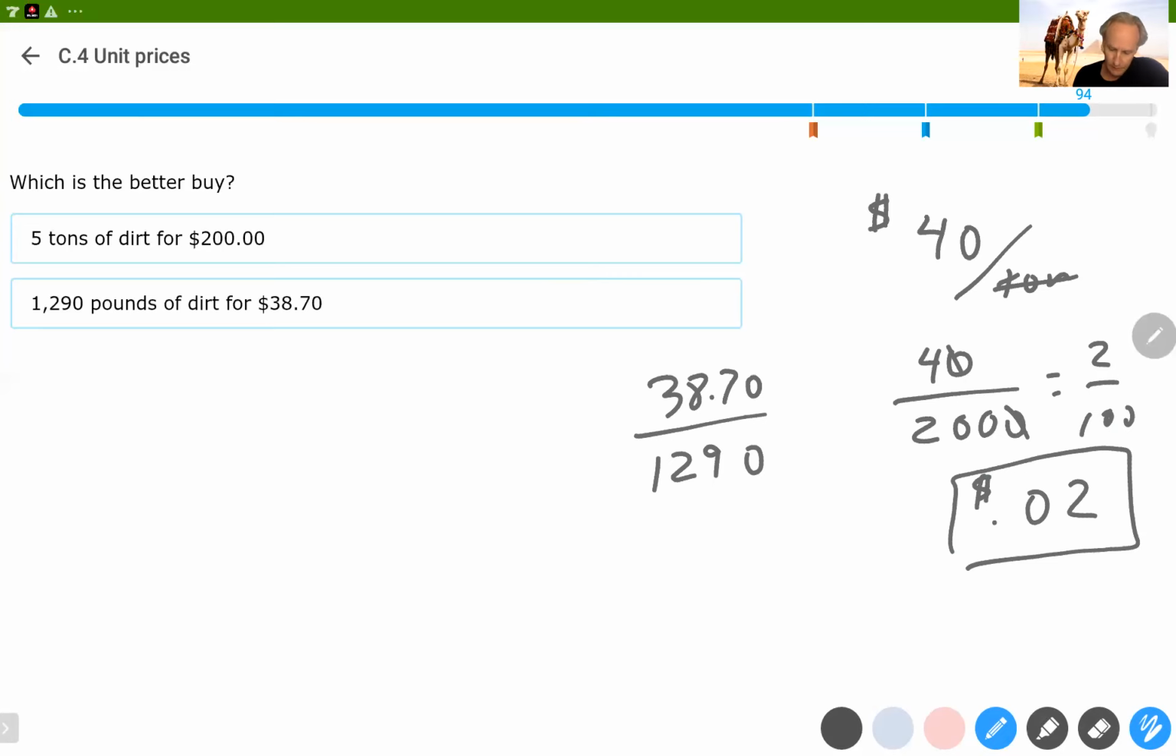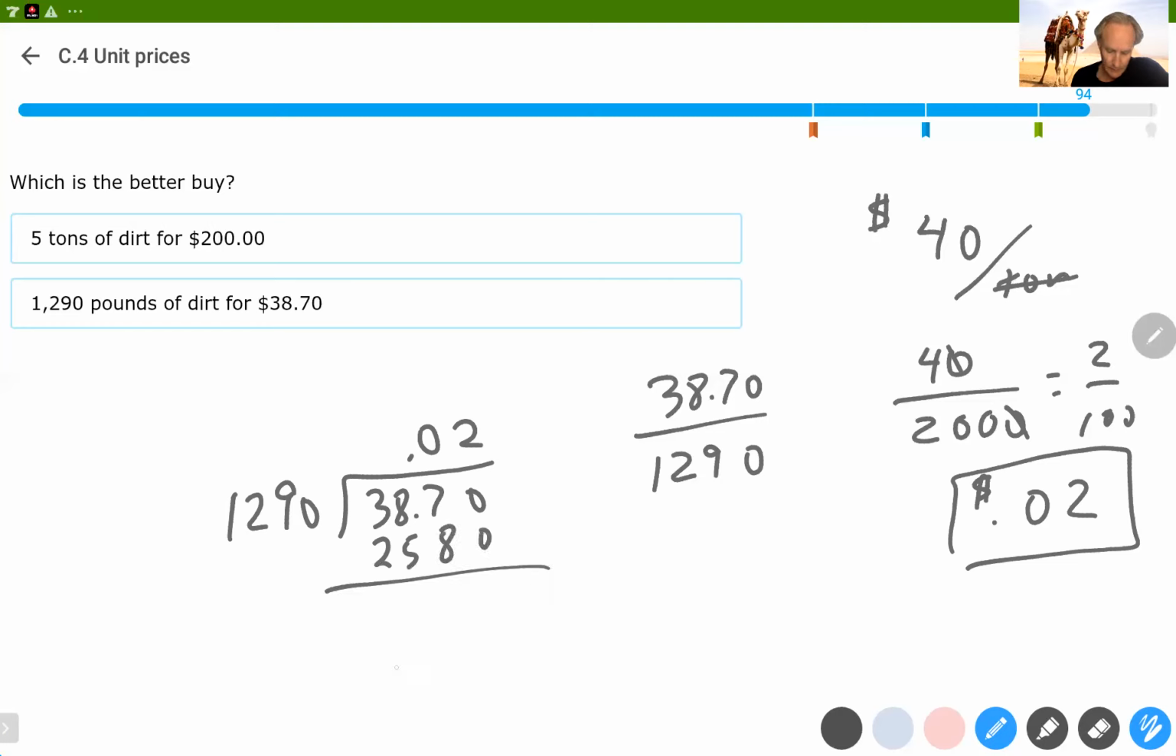That is the price per pound, 2 cents per pound. Now this one is 1290 into 3870. And let's see, let's multiply it by 2. That's 2580.